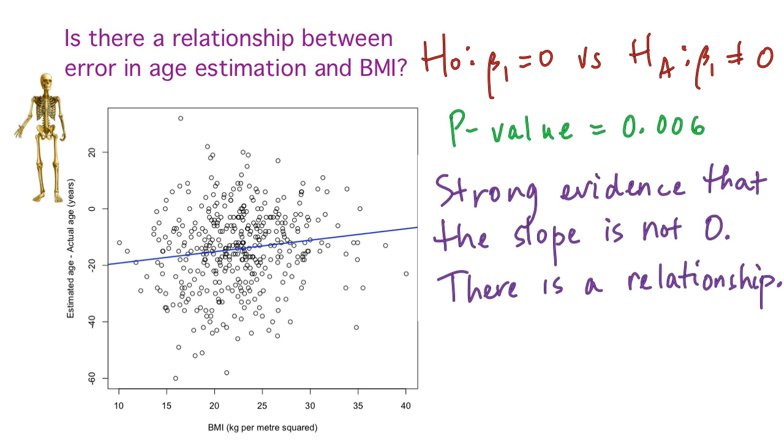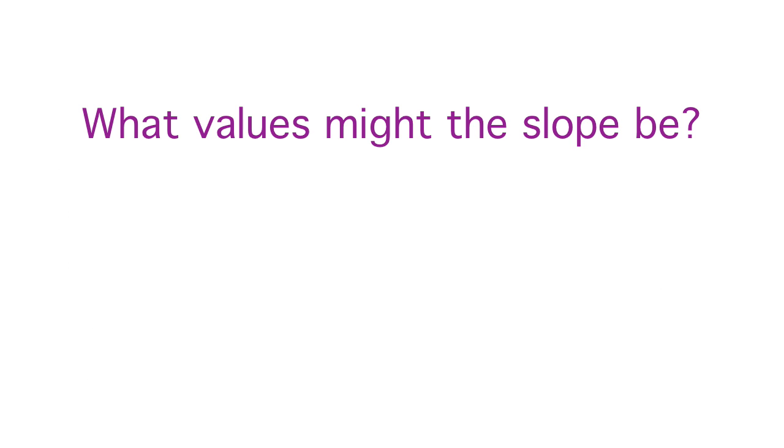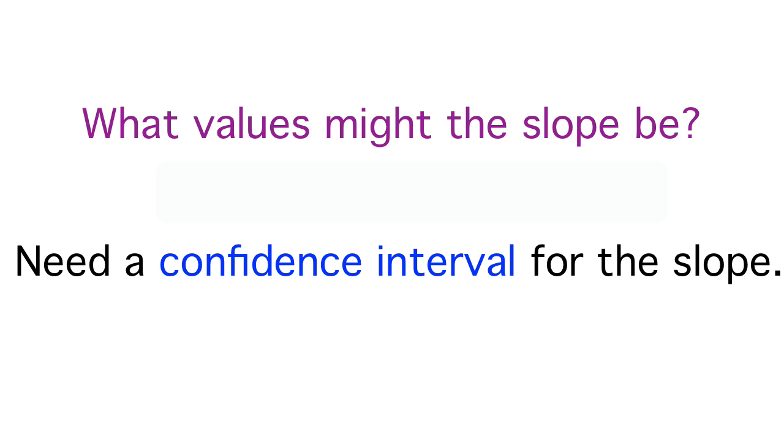In addition to saying that the slope isn't zero, we'd like to have a range of plausible values for what the slope might be. This would give us an idea of how accurate our estimate of the slope is. So we'd like to have a confidence interval for the slope.